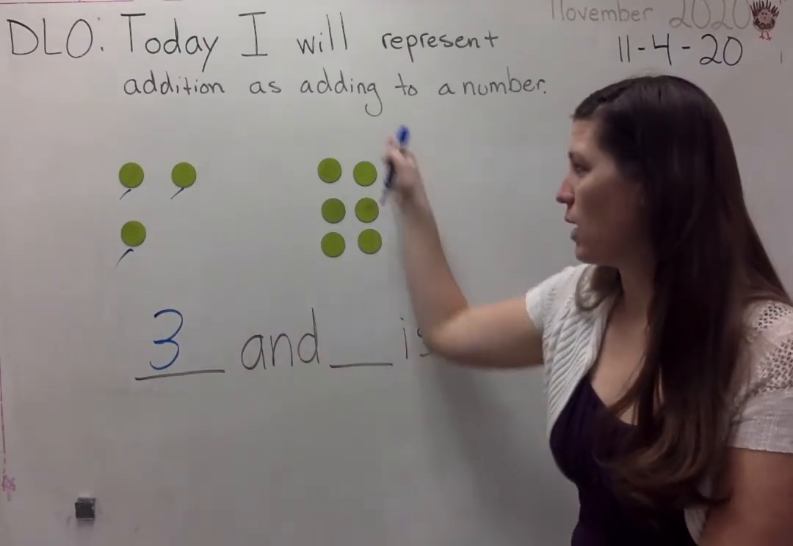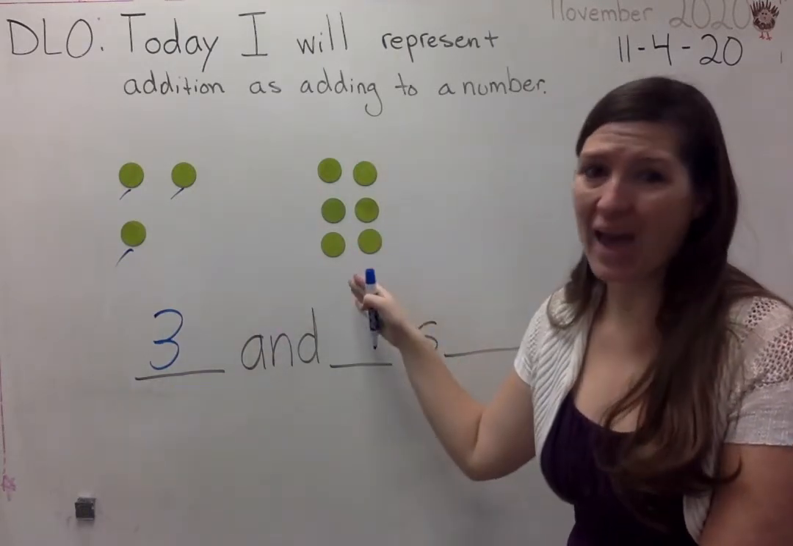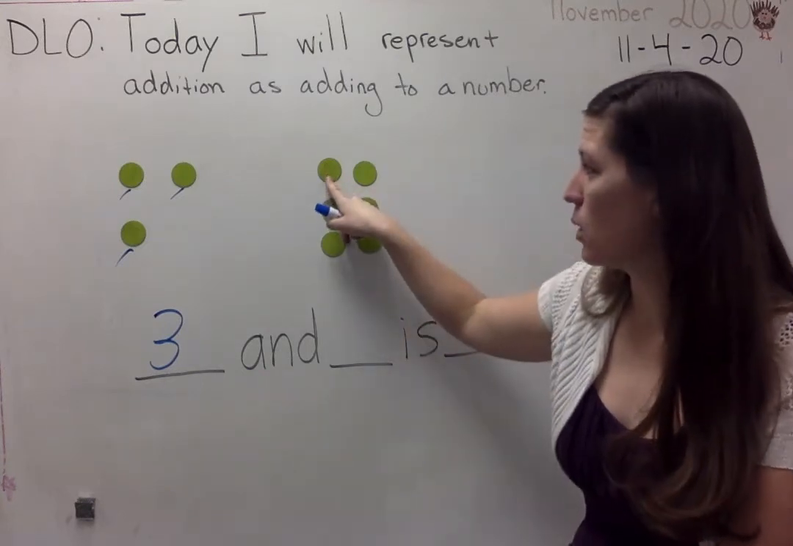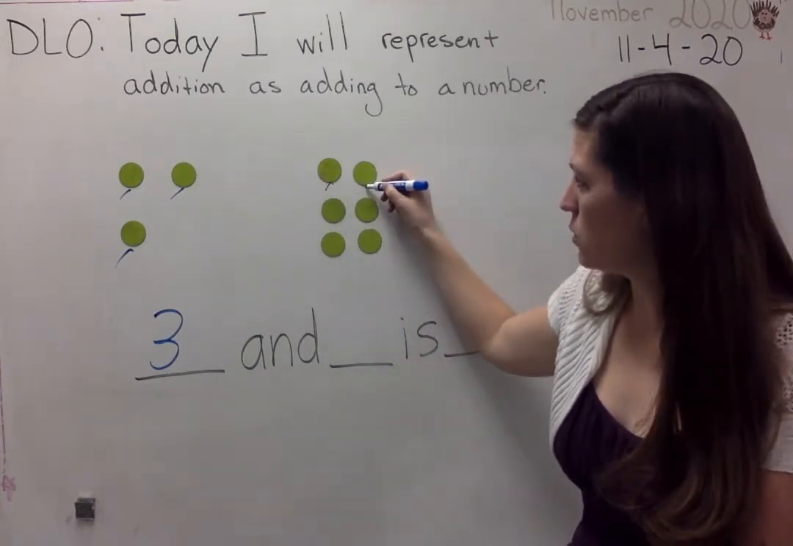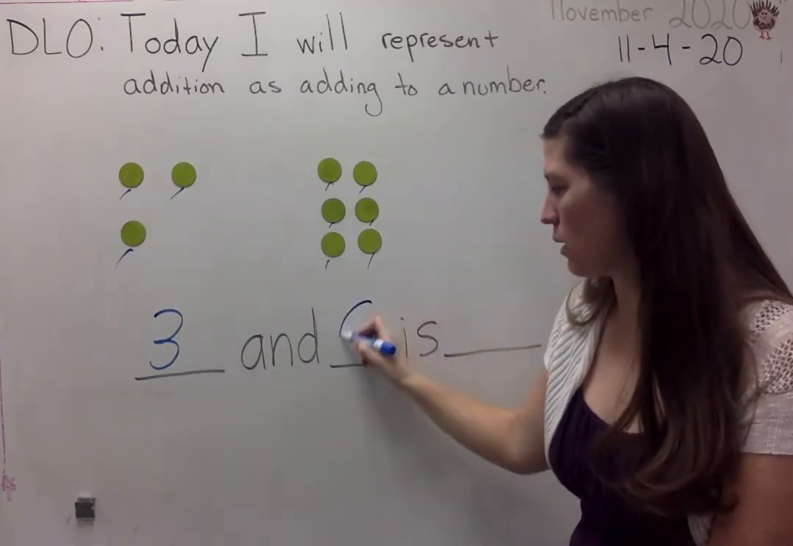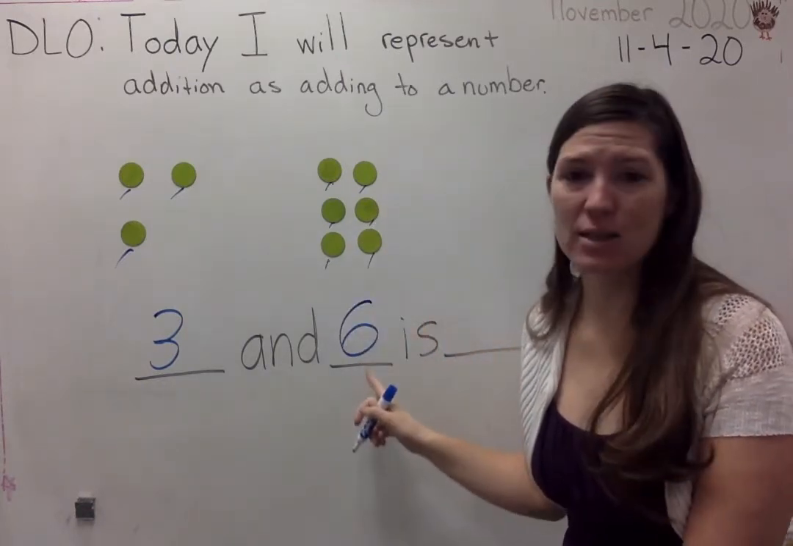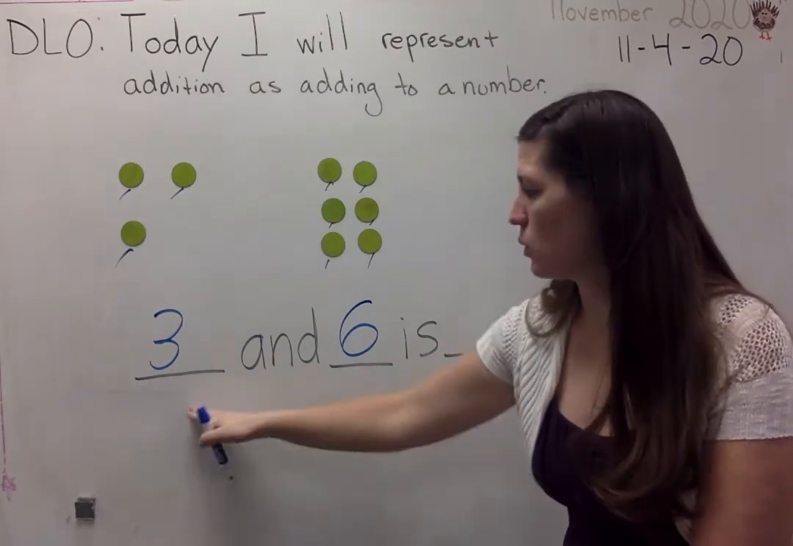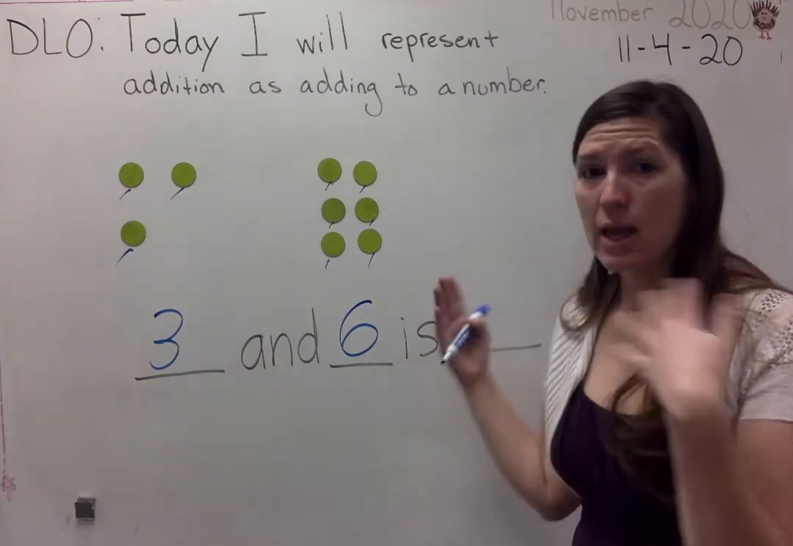Now I need to find out how many more I'm adding. Let's start at the top. 1, 2, 3, 4, 5, 6. Make a loop until it sticks. That's the way you make a 6. 3 and 6 is how many?